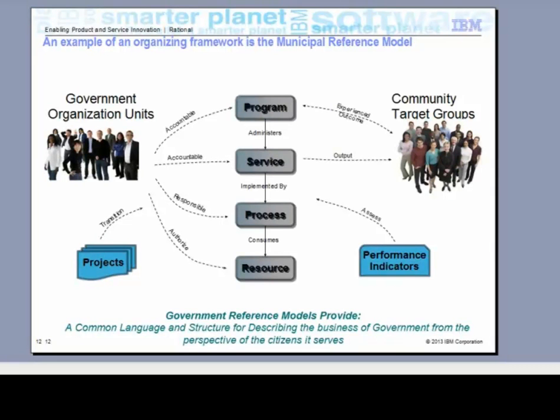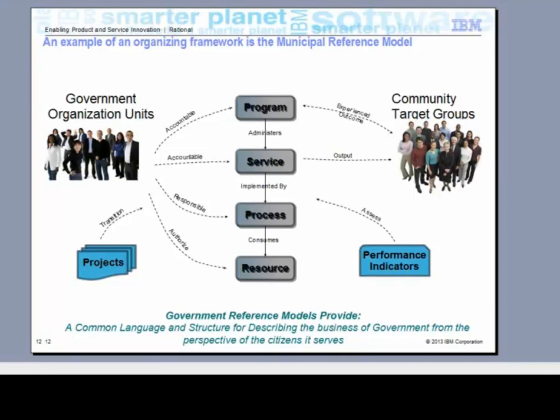Performance indicators are used to measure how effective the program is at delivering its outcome, how well the services produce their outputs, how well the processes implement the services, or how well the resources contribute to the needs of the consuming processes. Another dimension, projects encapsulate initiatives or plans that actualize initiatives for evolving the government enterprise by changing its organizations, programs, services, processes, and resources to deliver the outcomes that address possibly changing citizens' needs.